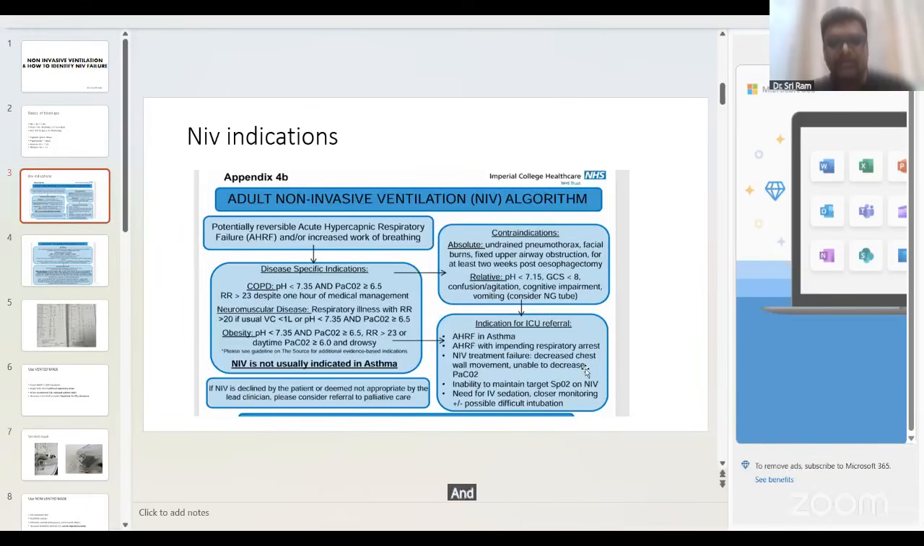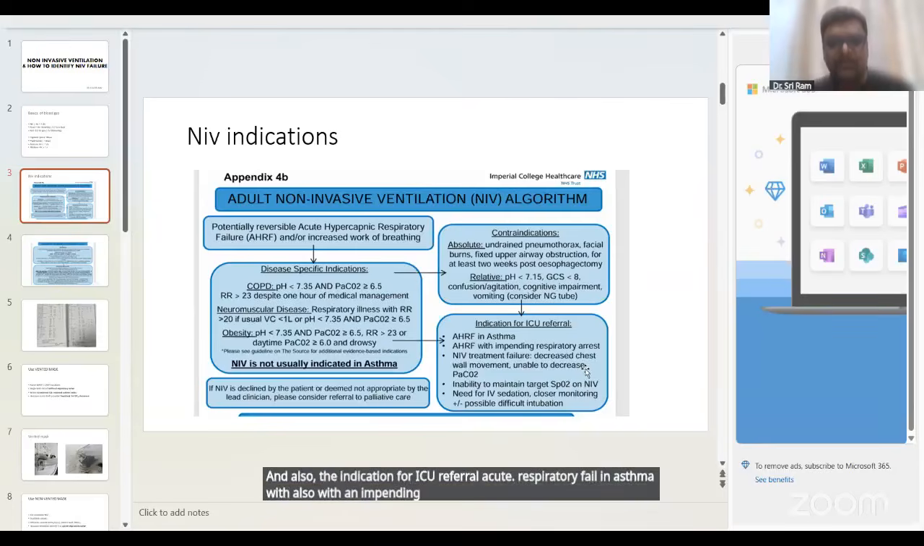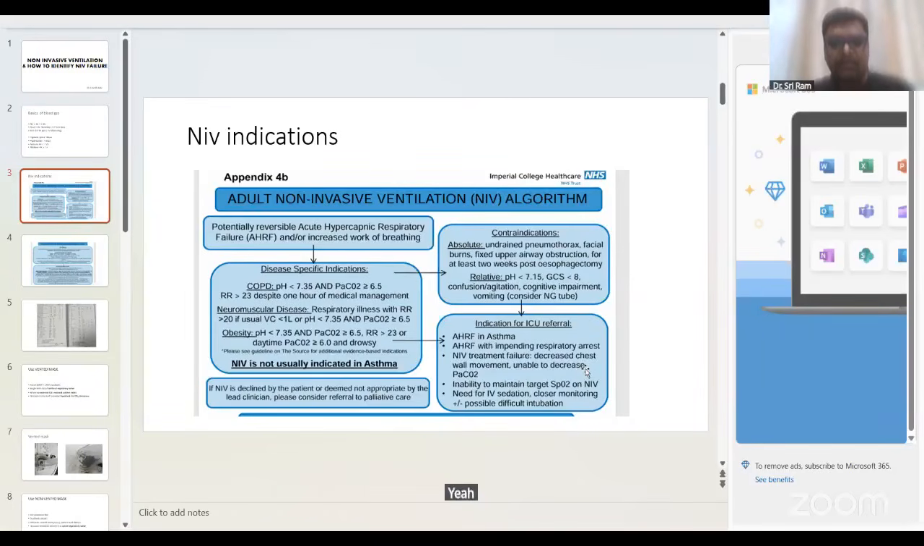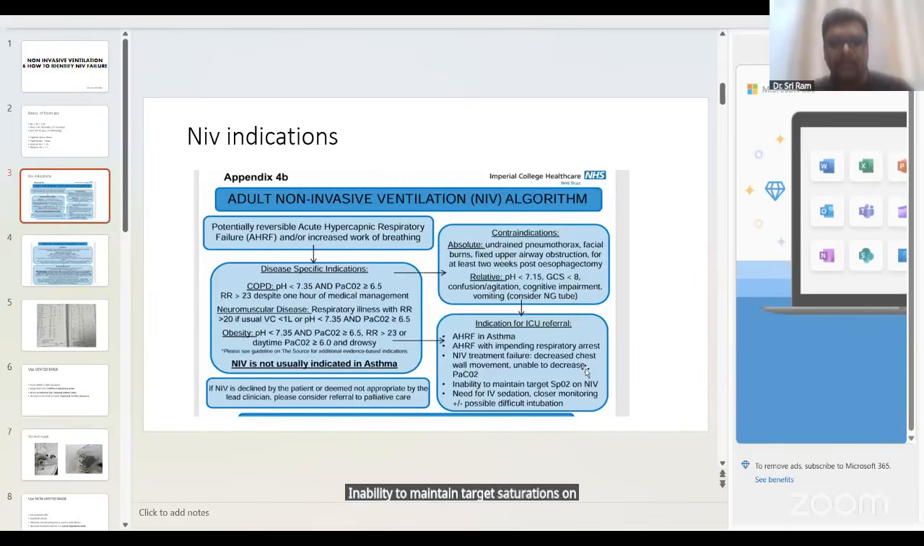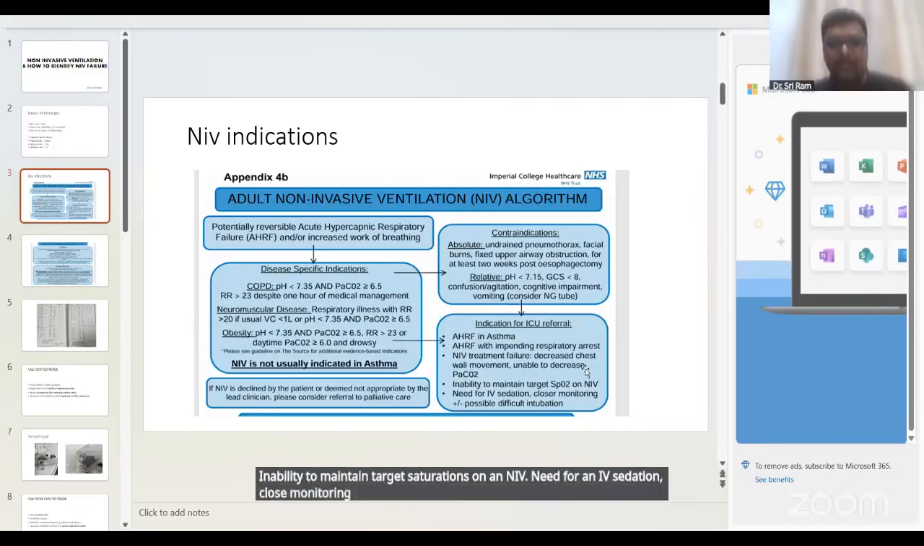Also the indications for ICU referral: acute respiratory failure in asthma with an impending respiratory arrest. And NIV treatment failure, when there is decreased chest wall movement and inability to decrease PCO2, inability to maintain target saturations on NIV, need for IV sedation, close monitoring, and possible difficult intubation. These are the indications for ICU referral on NIV.